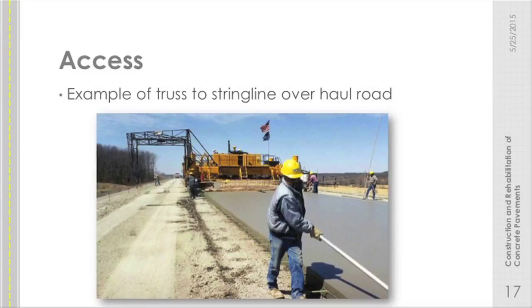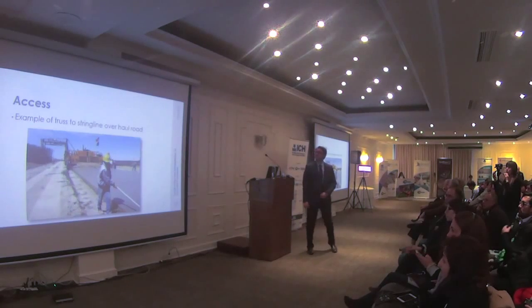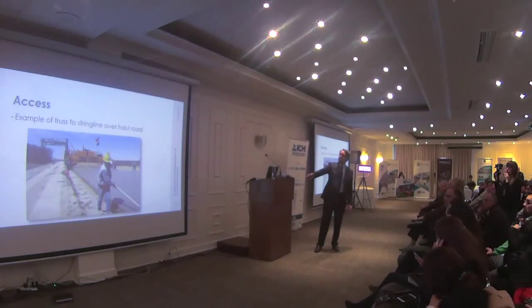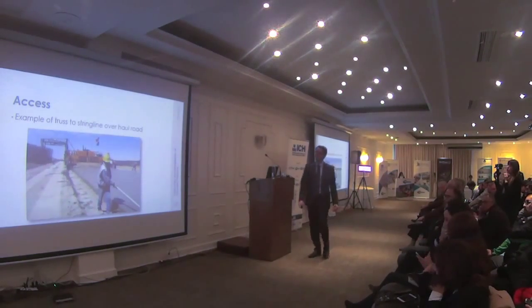Here's a photo of the string line having to be so far off to the side, way off to the left, and very high up, so that we can get our delivery vehicles underneath that, because there's nowhere else for the string line to go in this project. If we would have had the string line here, the haul road would have had too steep of a slope there, and it would have been dangerous.